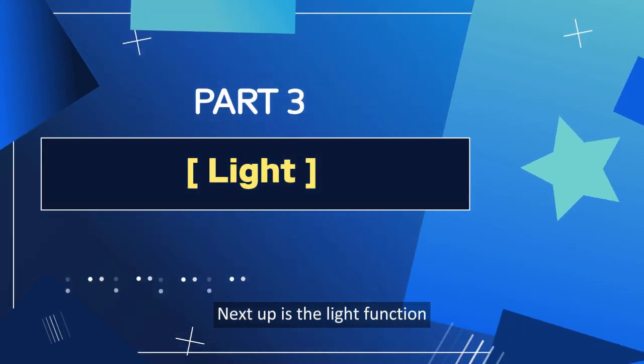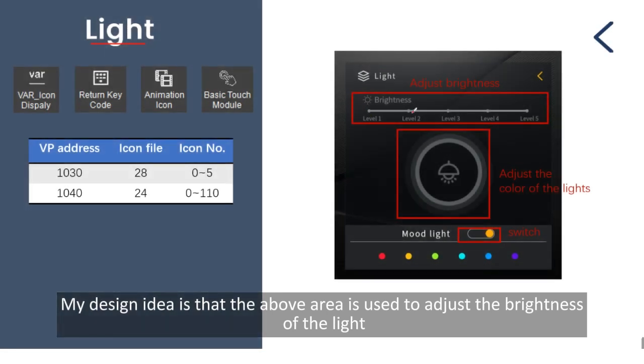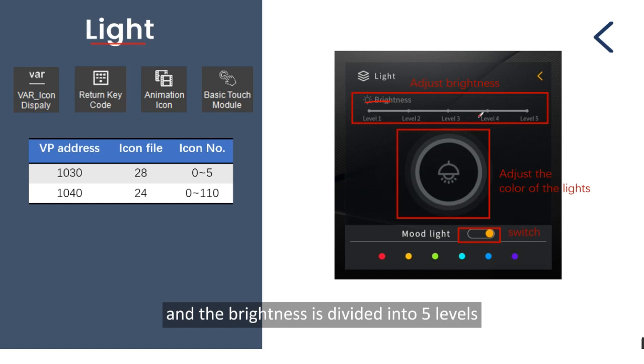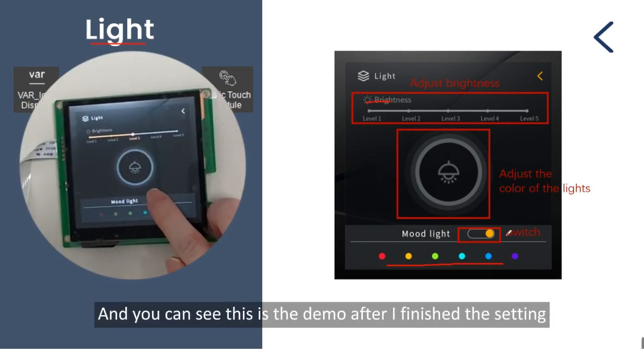Next up is the light function. My design idea is that the above area is used to adjust the brightness of the light, and the brightness is divided into 5 levels. The following part is the mood light. I divided it into 6 different colors. This button is the light switch. And you can see this is the demo after I finished the setting.